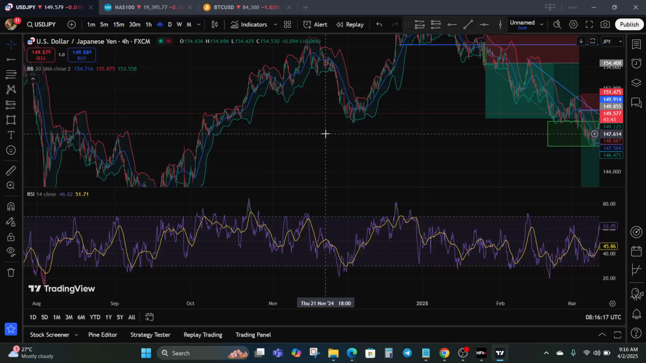And that is how you can use the best overbought and oversold indicators in your trading. These tools help traders identify high probability reversal zones and improve trade entry timing.